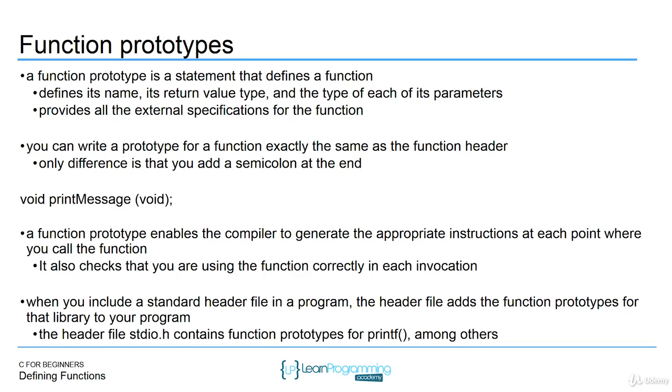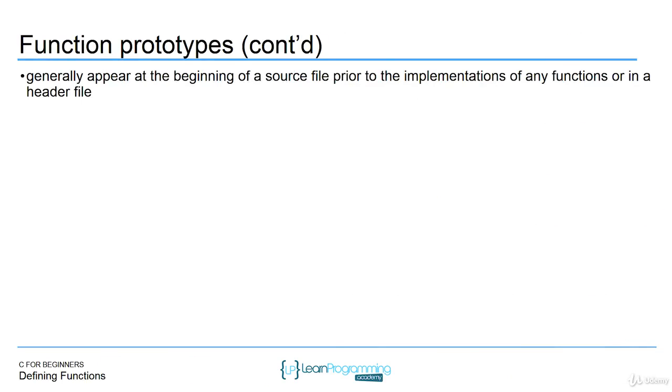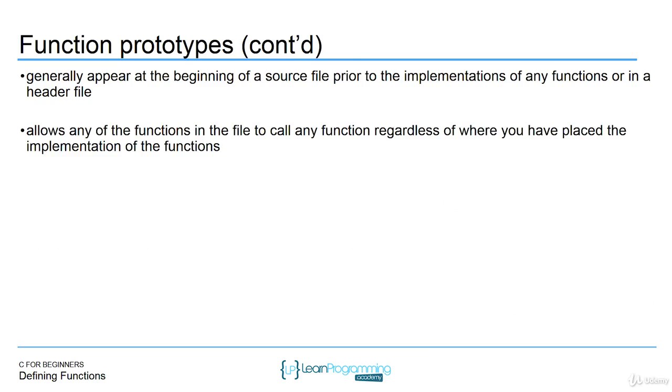source file. But because we're using the printf function, which can be used in many different source files, that function declaration will be defined in the header. And in this case, stdio.h. So they usually appear in source files if only that source file is using that function. Otherwise, you put them in a header file if they're being used by many source files. It allows any of the functions in the file to call any of those functions that are defined, regardless of where you have placed the implementation.